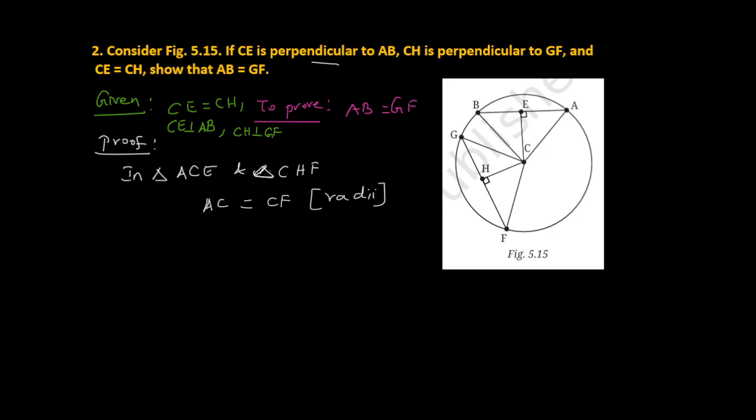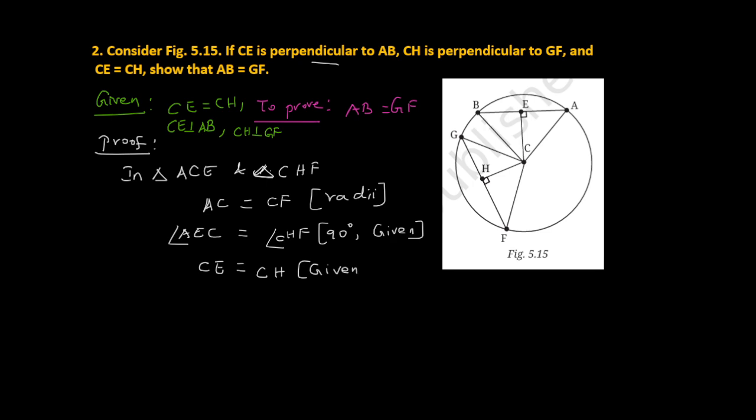And next, angle ACE. The first triangle we took is AEC, no? So angle AEC is equal to angle CHF. Both are 90 degrees, that is given, because they are perpendicular. And one more condition given, a very important one: CE is equal to CH, that is also given.